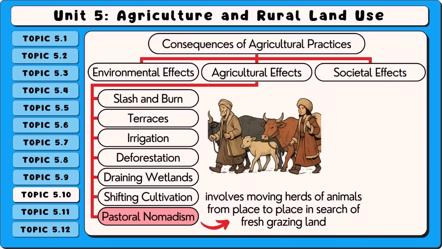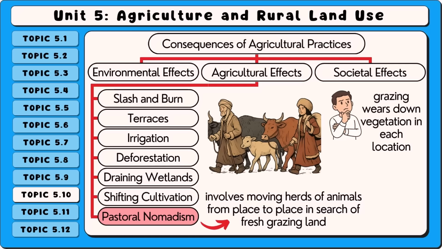Finally, pastoral nomadism involves moving herds of animals from place to place in search of fresh grazing land. This movement affects large areas of land over time, as animals graze and wear down vegetation in each location.